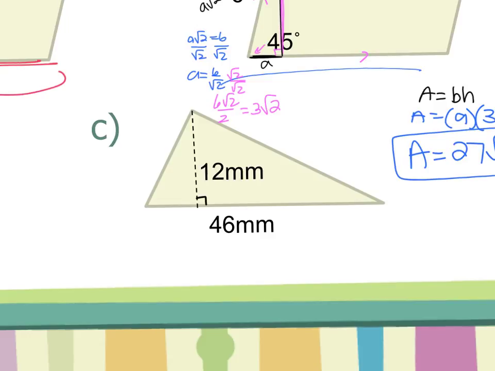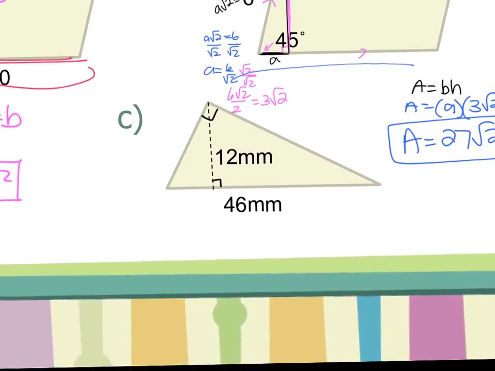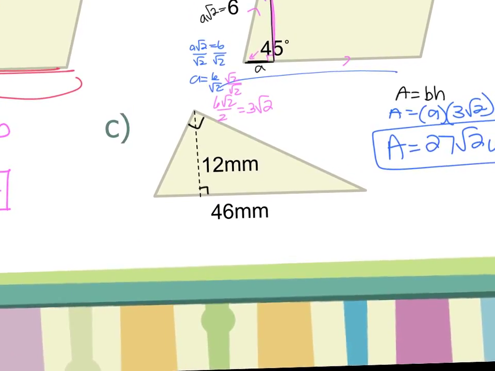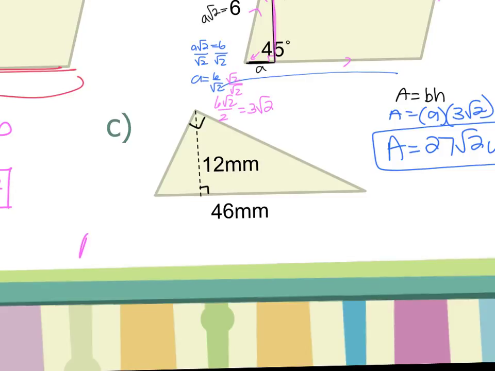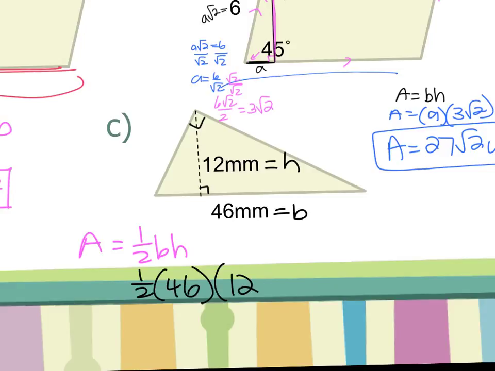So this would be a little right angle here, okay? And this would be a right angle up here. Area equals 1/2 base times height. Do I have the base? 46. Do I have the height? 12. All I got to do is plug it in. 1/2 46 times 12. And I can do this in any order I want because it's multiplication.